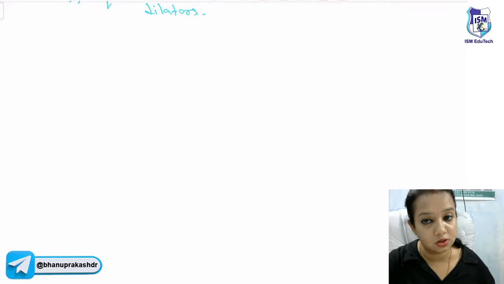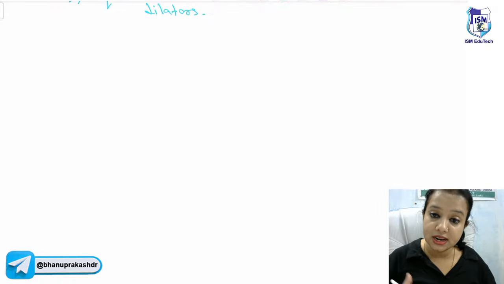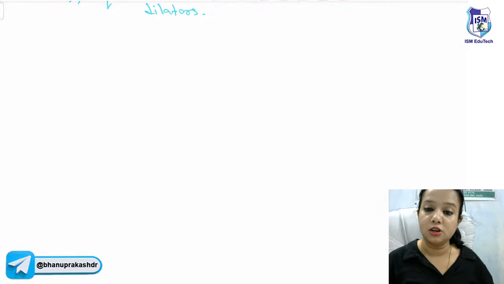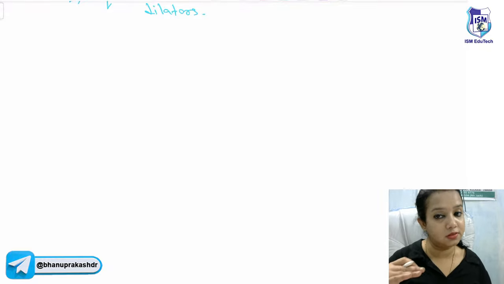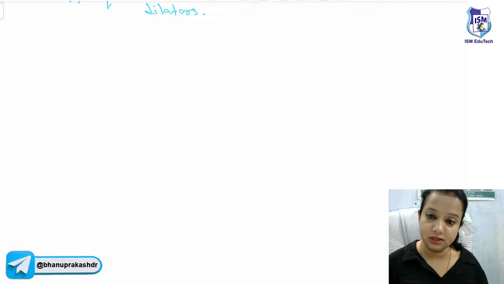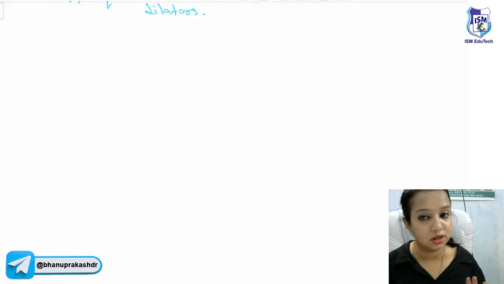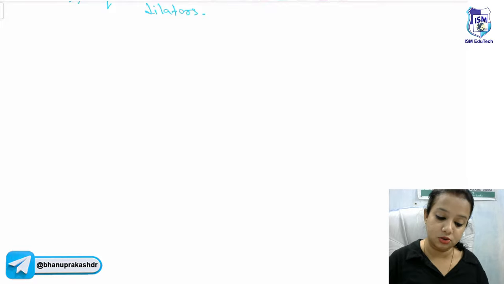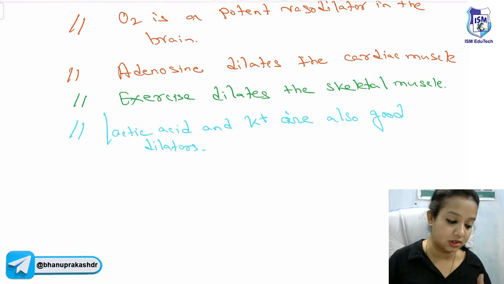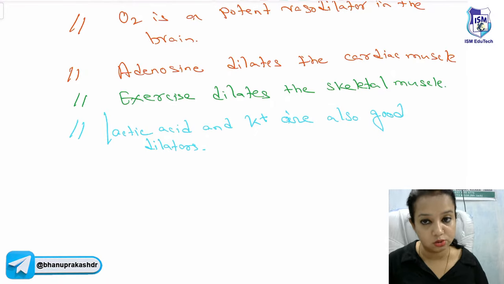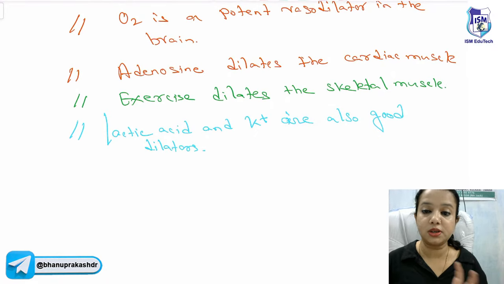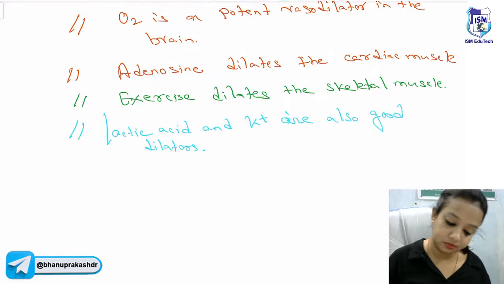Okay, so this was about our autoregulation. Autoregulation means the innate capacity of the heart to adjust and control its blood pressure whenever there is any fluctuation in the blood pressure. This is the innate control in which the range is 60 to 200 mmHg, and we have also studied the potent vasoconstrictors and vasodilators, which are as per the metabolic theory.